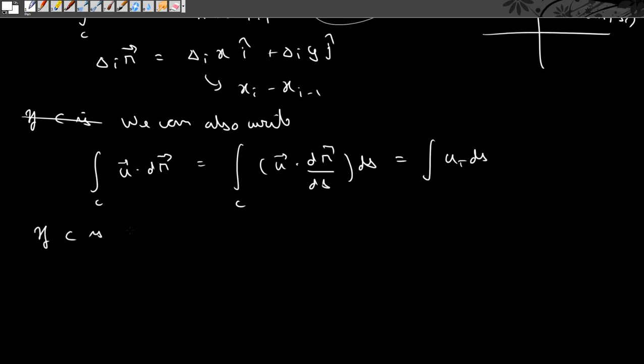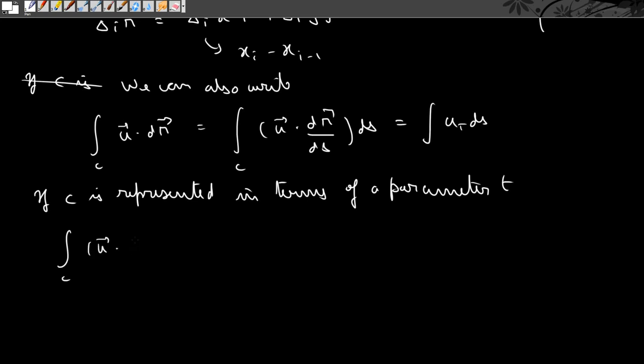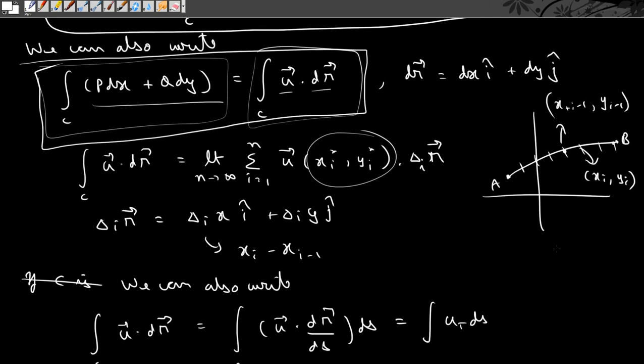And if c is represented in terms of a parameter t, then we can write integral over c of u dot dr as equal to integral over c of p dx plus q dy, which we have already established. This is equal to integral from h to k of p dx by dt plus q dy by dt times dt, which can be written as integral from h to k of u dot dr by dt dt, where h to k means that if we are going from a to b here, then correspondingly the parameter t goes from h to k.